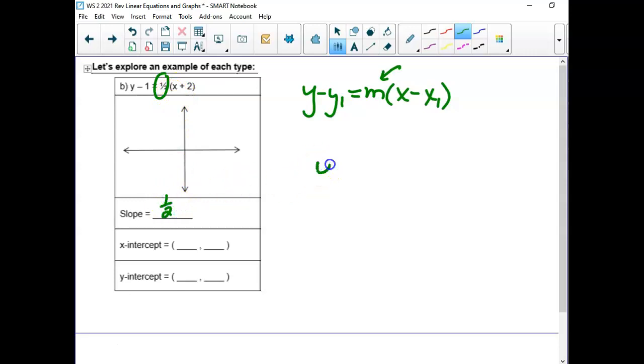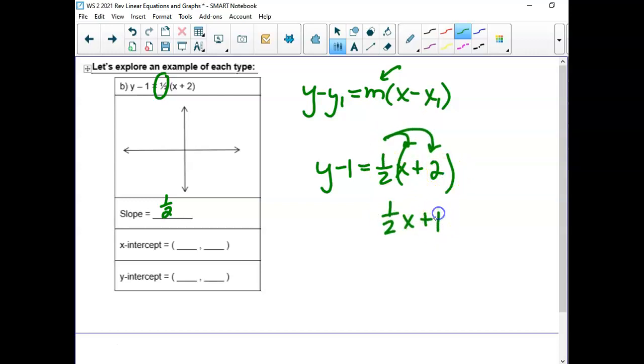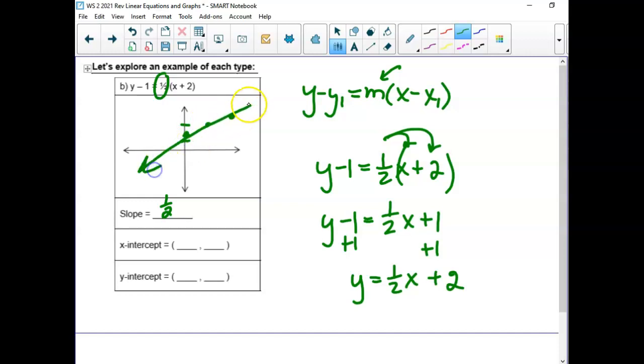But most of us would have done what? Distributed. Yes. What's half of x plus 2? Well, I would have just said half of x, but half of 2 is what? 1. Add 1 over here. I would have changed it to slope-intercept form because that's my favorite when graphing, right? So it starts up here at 2, and it goes up 1 and over 2, up 1 and over 2, and so on. So the y-intercept was over 0 and up 2.